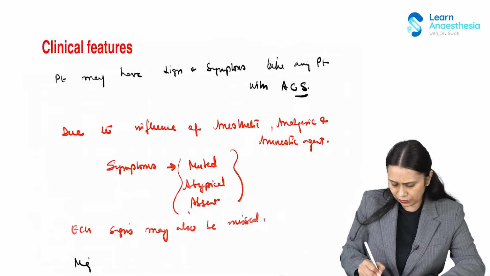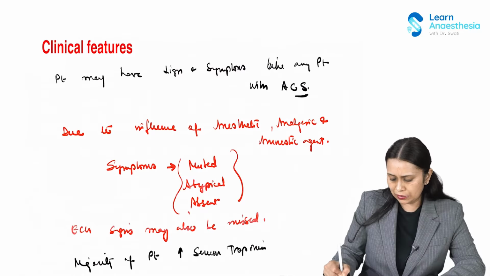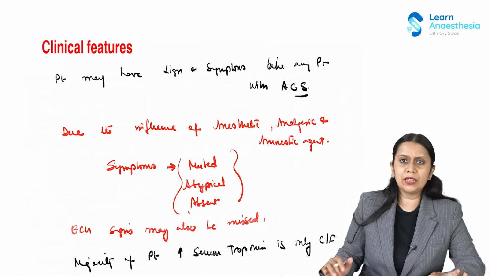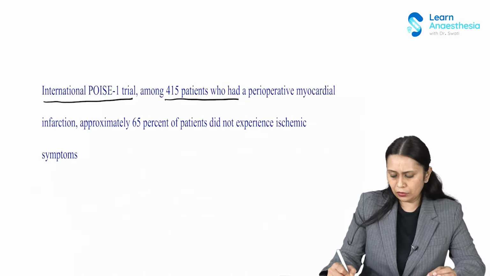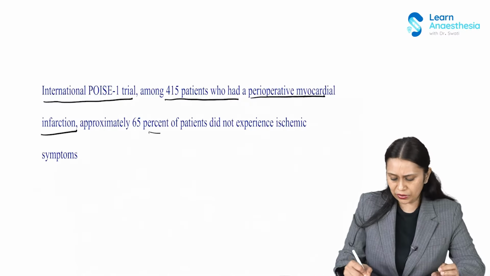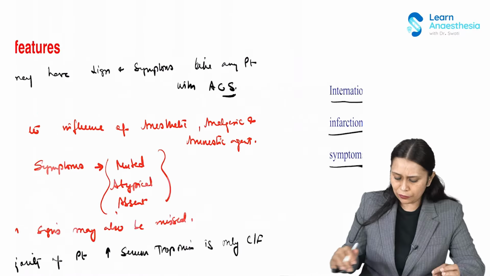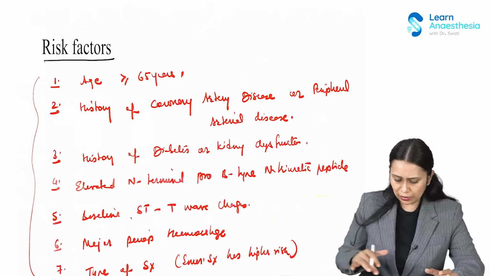So, in the majority of patients, increased serum troponin is the only clinical feature we will get, right? And there was one very important trial, the international POISE trial. This evaluated 415 patients who had a perioperative myocardial infarction, and approximately 65% of the patients did not experience any ischemic symptoms, right? So we have to have a very high index of suspicion in a patient with many risk factors.